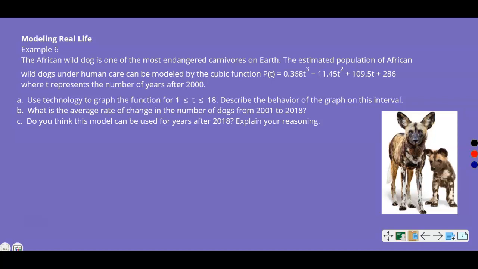Use technology to graph the function from 1 to 18, where t is time, so 1 to 18 would be 2001 to 2018, and then it says describe the behavior of the graph on this interval. So we're going to be looking at the end behavior. What is the average rate of change in the number of dogs from 2001 to 2018? Do you think this model can be used for years after 2018? Explain your reasoning. All right, to save a little bit of time, it says use technology to graph.